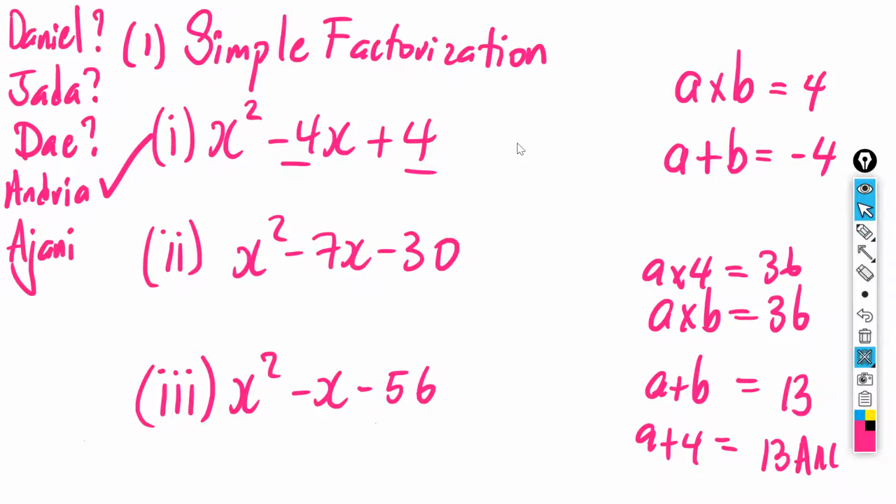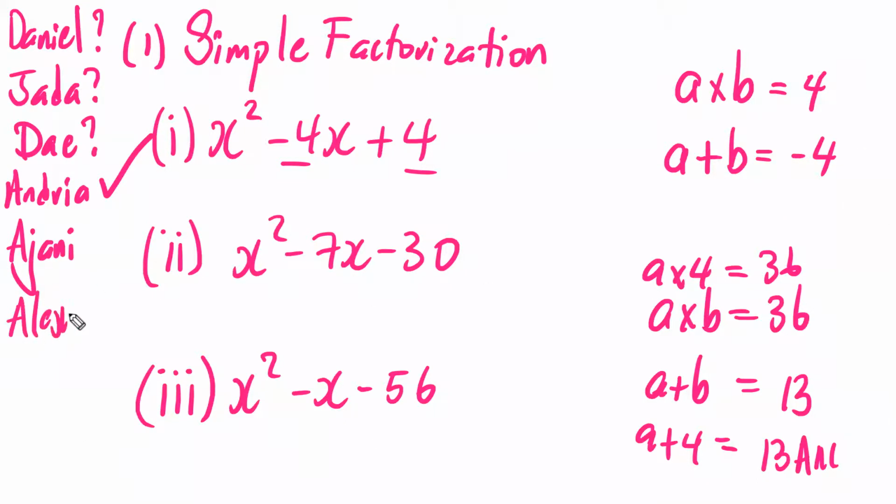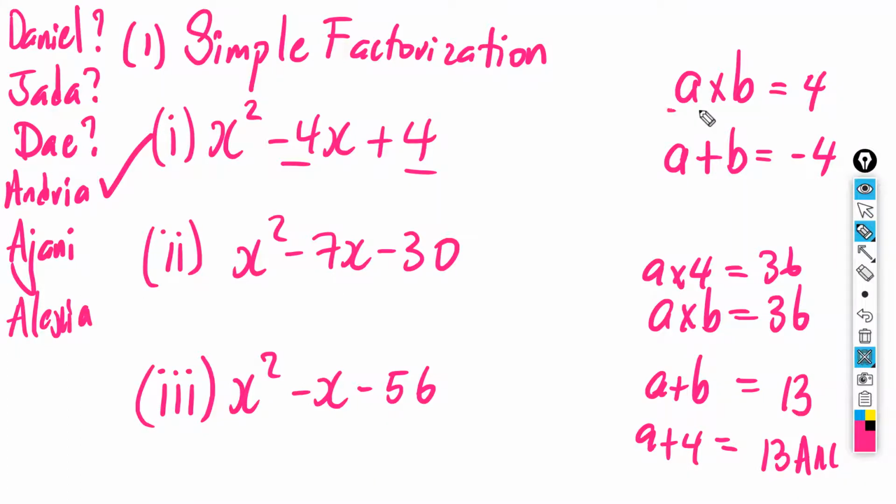Alexia, help me out with this one. Same situation. I need 2 numbers that when I multiply will give me positive 4, but when I add them, I'm supposed to get negative 4. Can you figure it out?